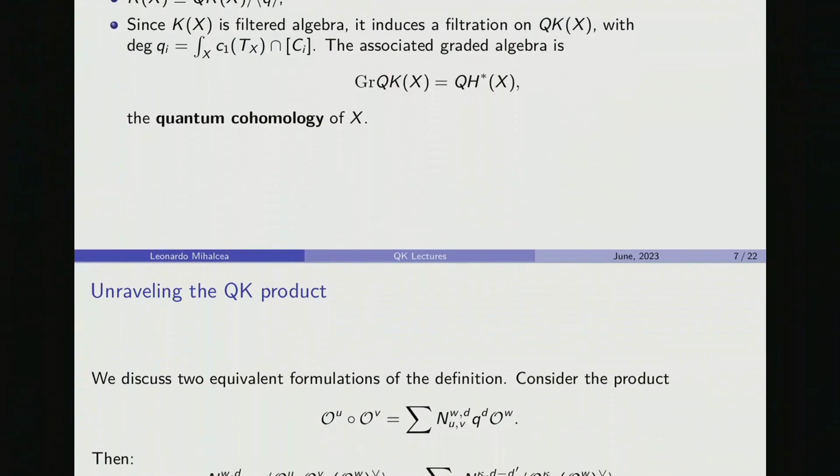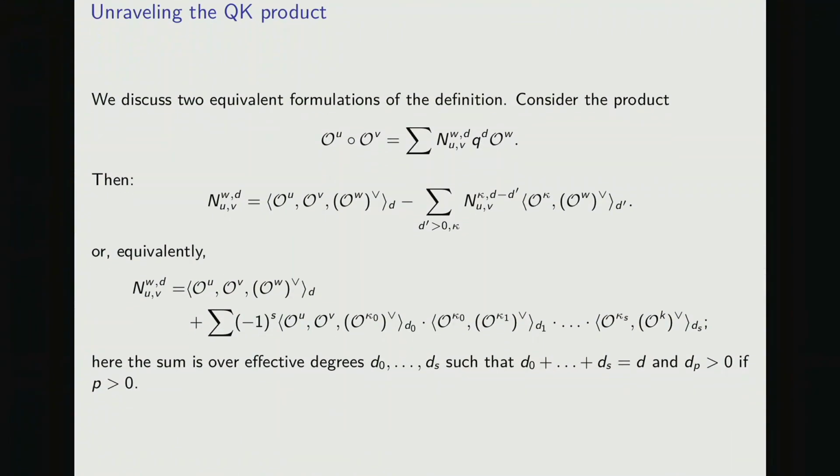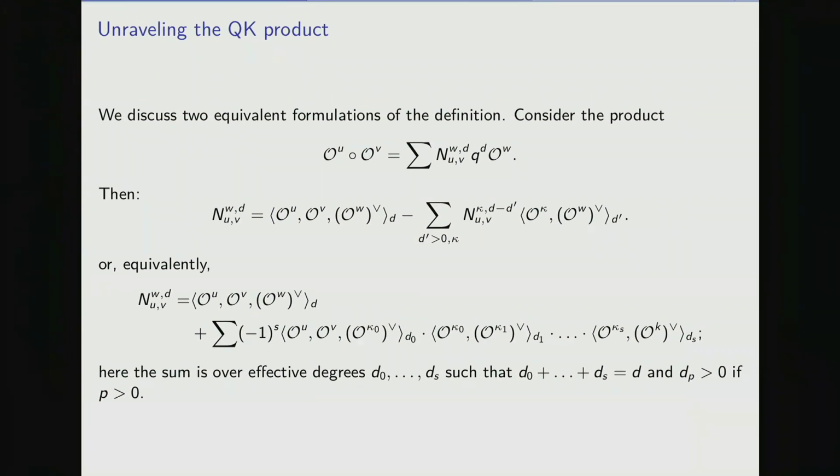All right, so this was a bit abstract, right? I mean, I was defining this product by a pairing, and so on. But we want to unravel that product a little bit. So what does it really have to do with curves? How do you actually see the Gromov-Witten invariants coming up?